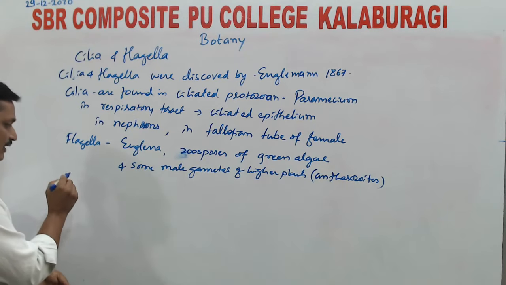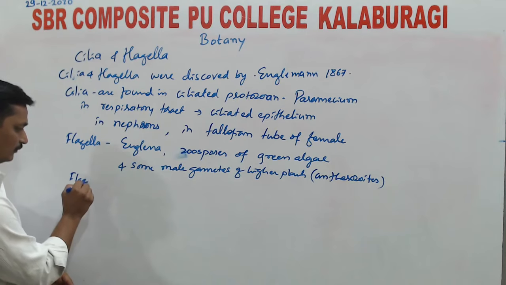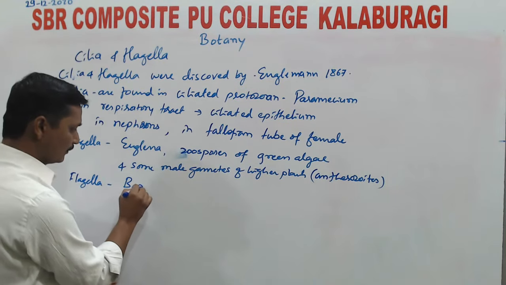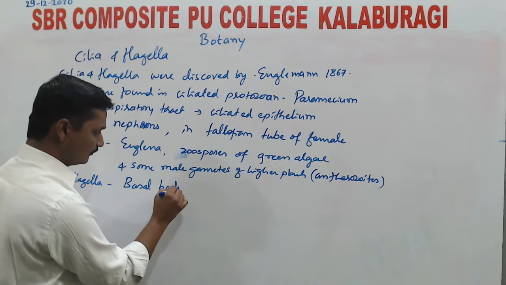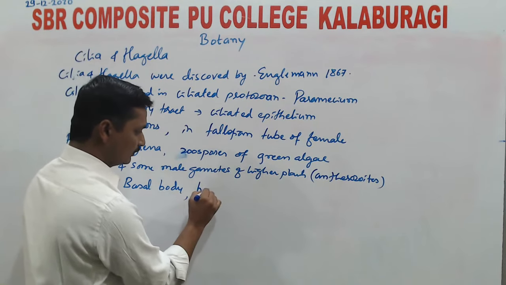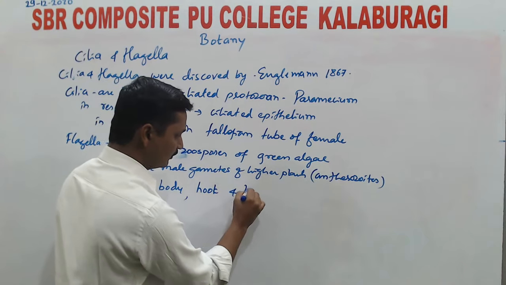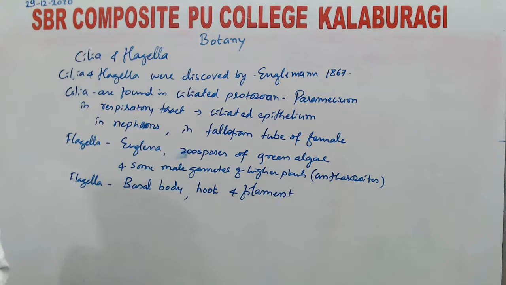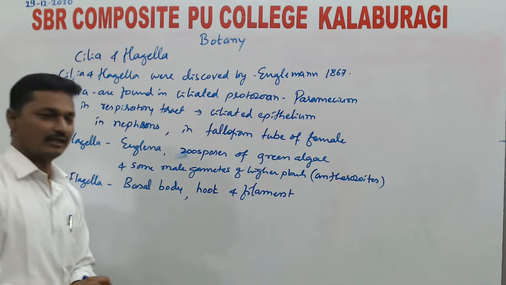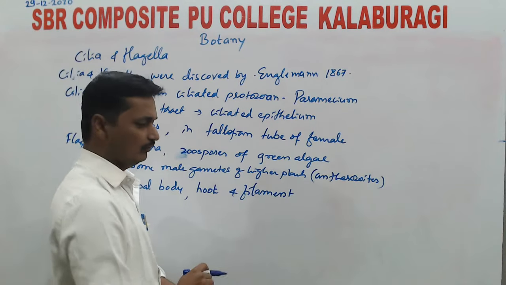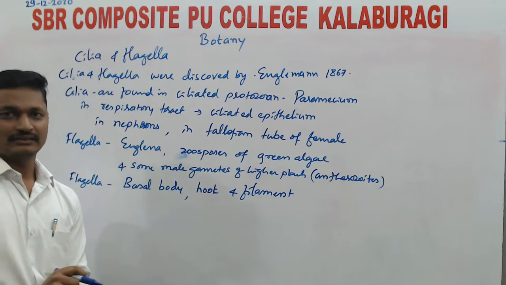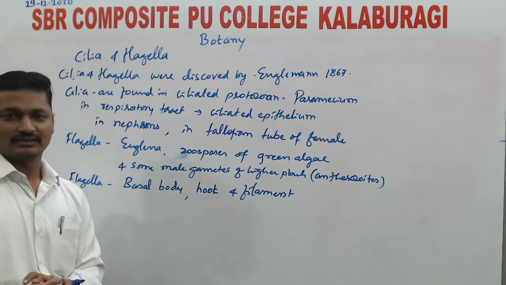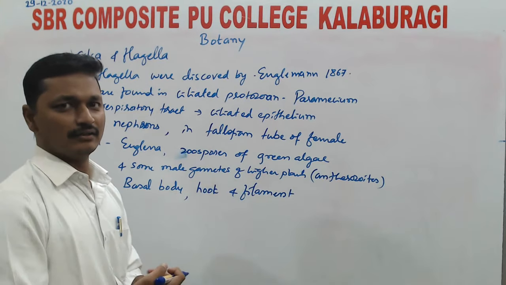These flagella are made up of three components: basal body, hook, and filament. Now we'll discuss the ultrastructure of the cilia and flagella.